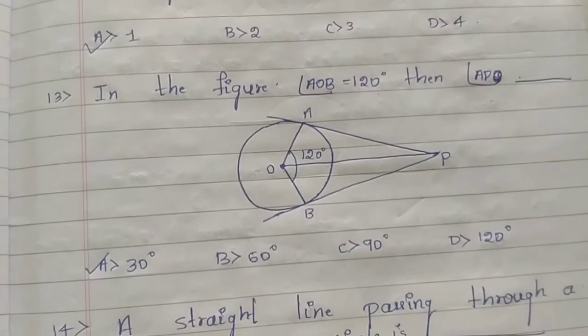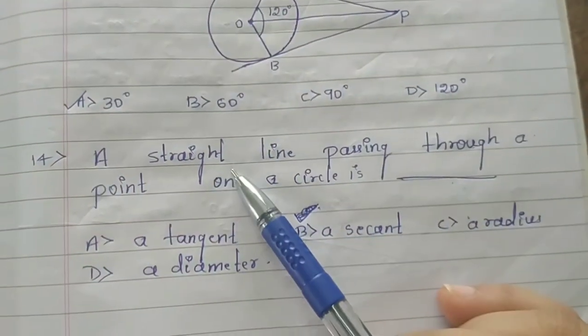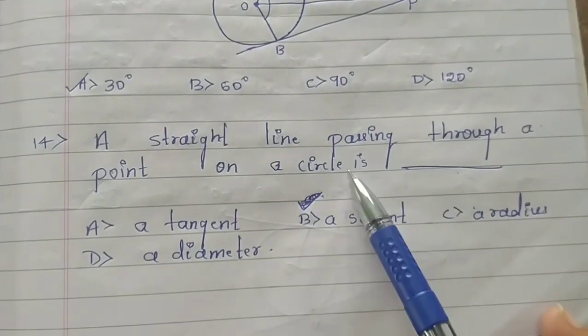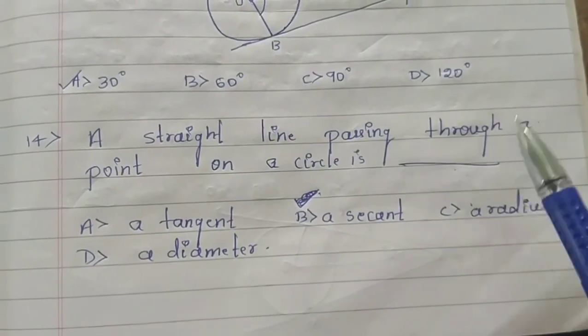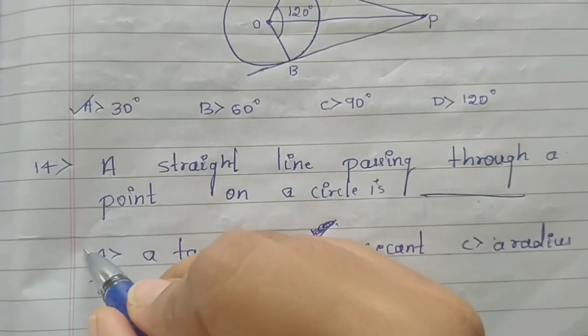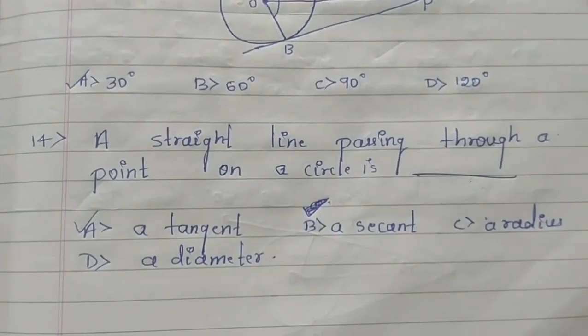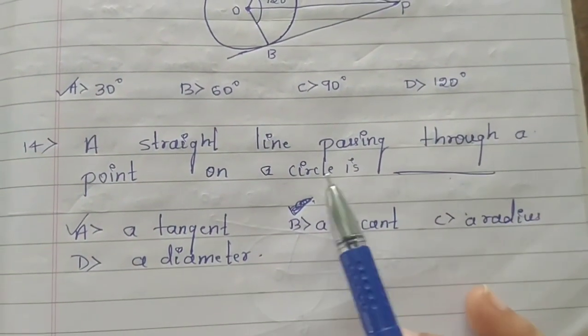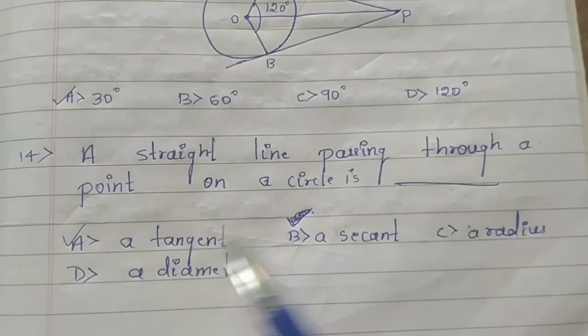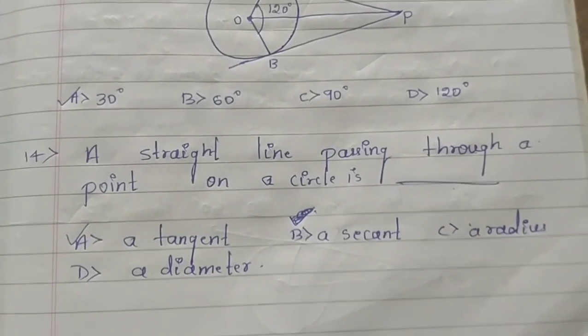Okay, so now we'll move on to the next. A straight line passing through a point on a circle is dash. Okay, so the correct answer is here option A. A straight line which is passing through a point on a circle is nothing but a tangent. Okay, so now we'll move on to the next question.